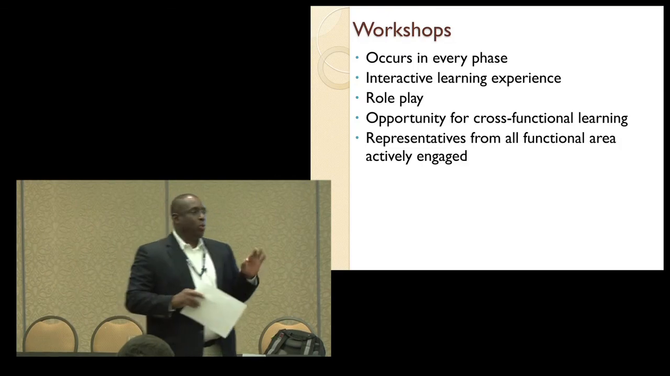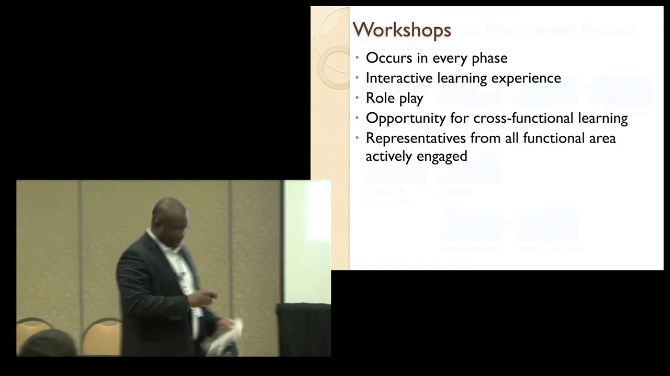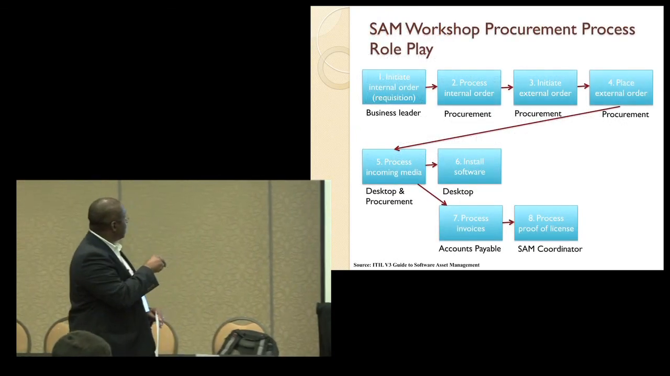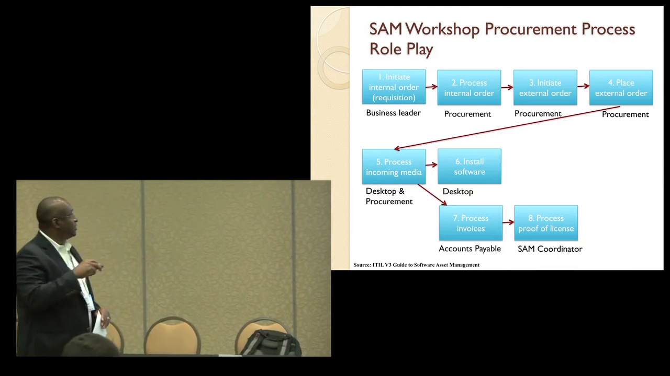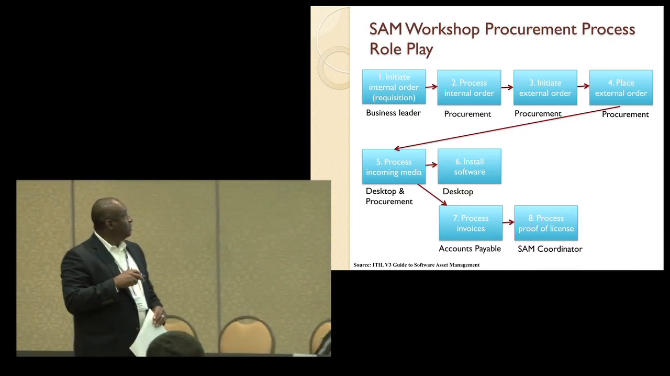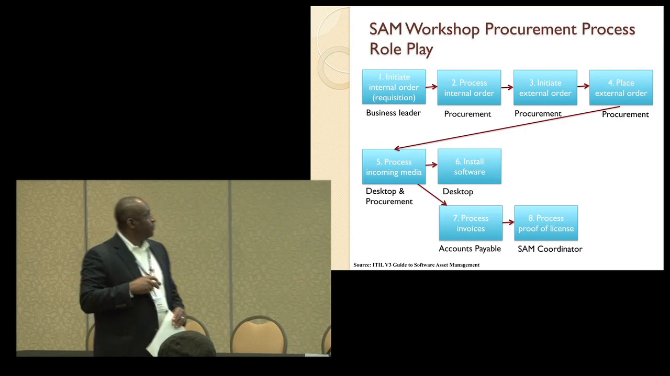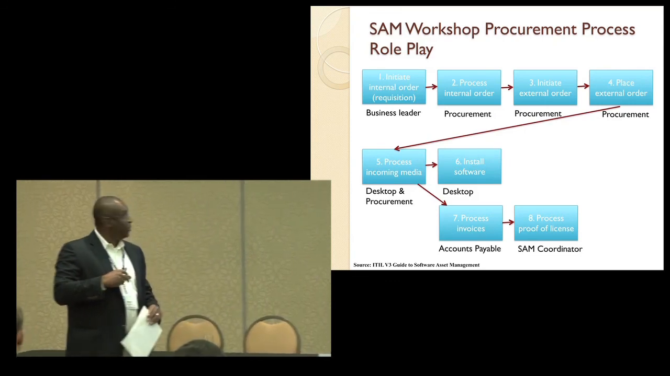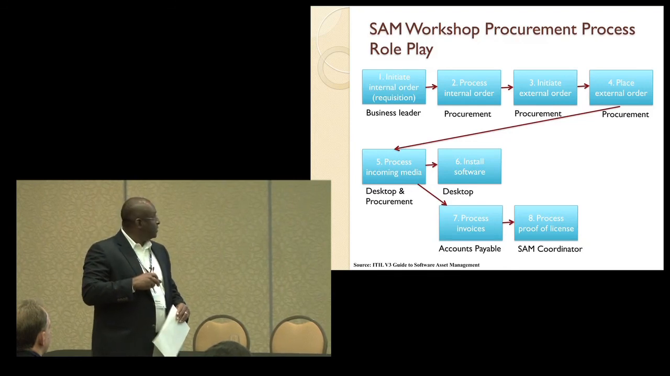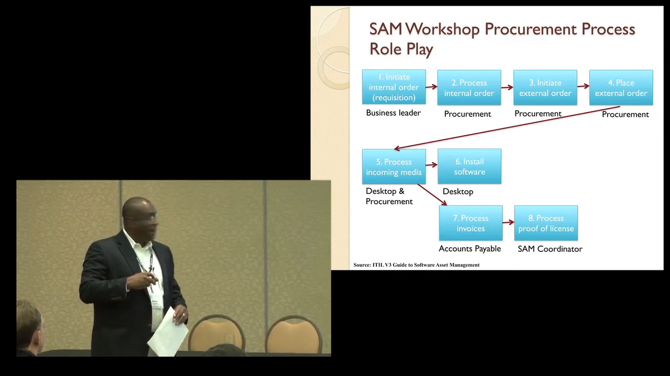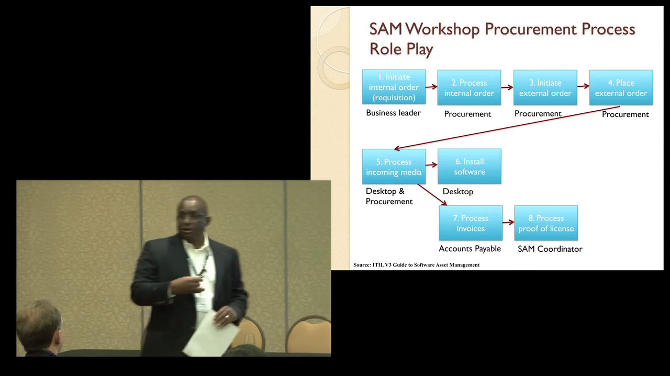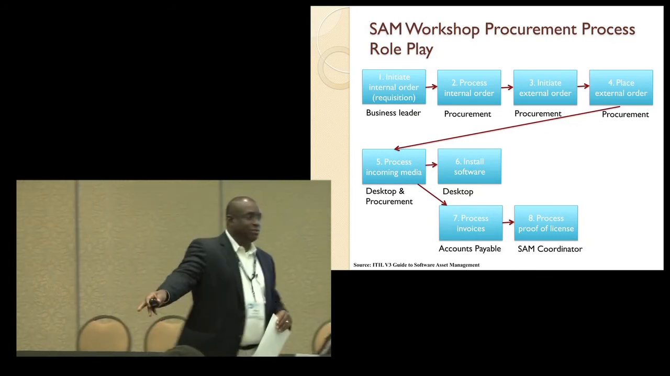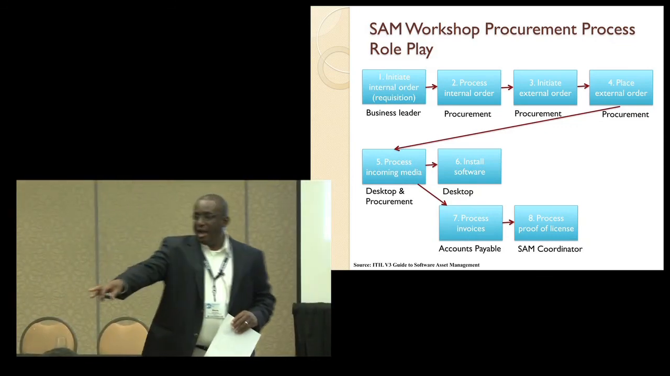So I'm going to simulate based on this process where we initiate an order, process an internal order, you initiate one for the external order, place that order, process the media for software, and you're going to install it, right? There are going to be some invoices. And then you have to do a proof of license, right? So if I install it here on Van's machine, I want to make sure that I have Van's information.